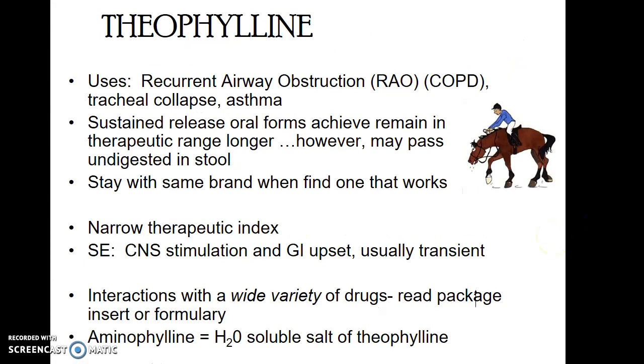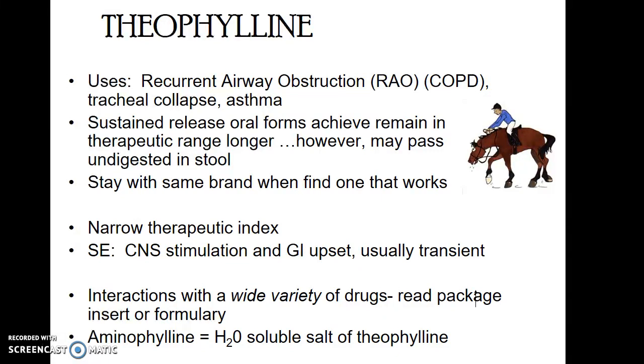The main drug that we use is theophylline. And theophylline is used for recurrent airway obstruction. RAO is the acronym for that. It used to be called COPD, which stood for chronic obstructive pulmonary diseases. This is a disease in horses. We can also use it for tracheal collapse in dogs and asthma. And part of the reason why it is a more popular form of this group of drugs is that it occurs in sustained release oral forms.